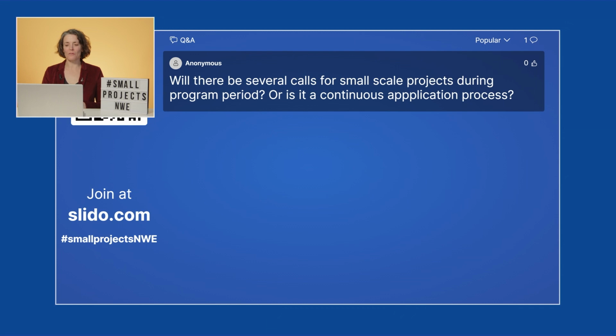Okay, and it looks like we have one more question. Will there be several calls for small-scale projects during the program period, or is it a continuous application process? It's not a continuous application process. It seems that many people are very interested. That's good to hear. It's not continuous. This is the one first call that we launch and that we have this year. And we are also learning from this. And based on our learnings, we will then decide when and how the next small-scale project call will be launched. So do keep up to date on our channels.